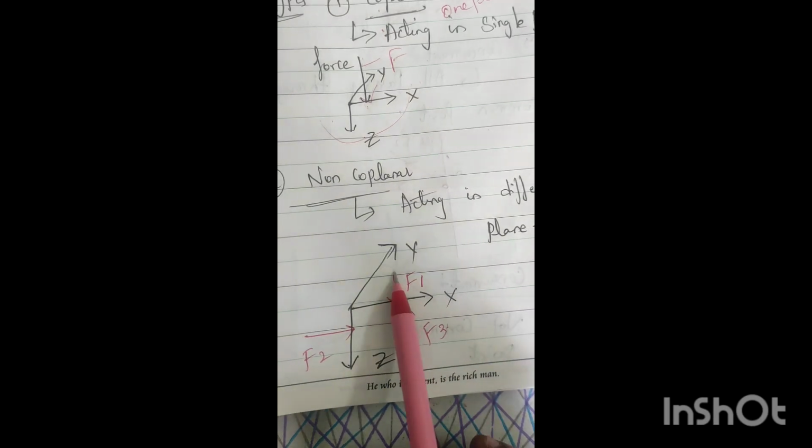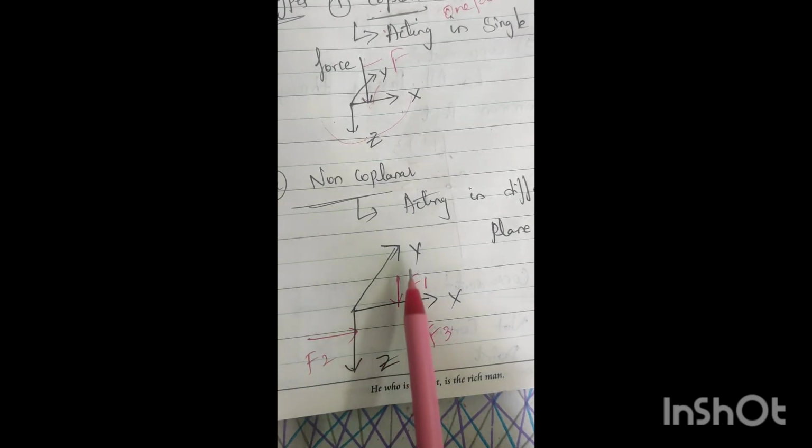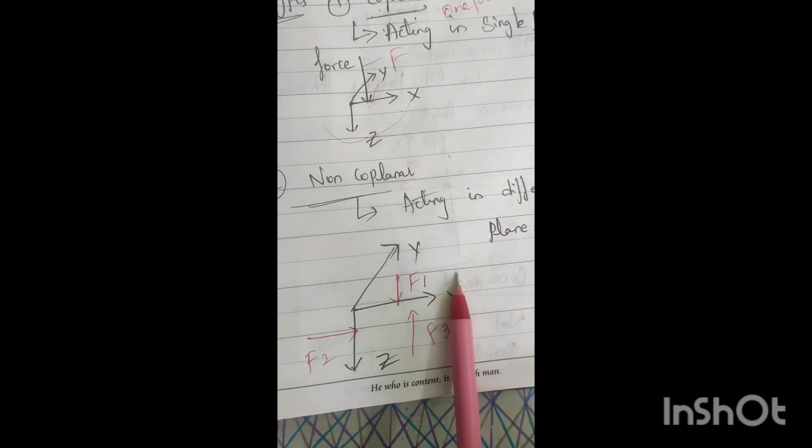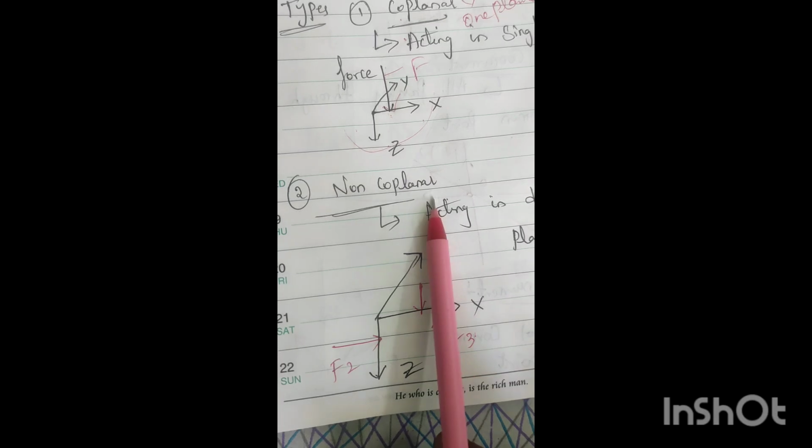The next one is non-coplanar. Non-coplanar means forces acting in different planes. Forces acting in different planes are known as a non-coplanar force system. For example, take x, y, z in three dimensions. F1 is acting downwards, F2 is acting in the YZ direction, and F3 is acting in the XZ plane. So from the figure itself, we can tell that these forces are acting in different planes. So this is known as a non-coplanar force system.